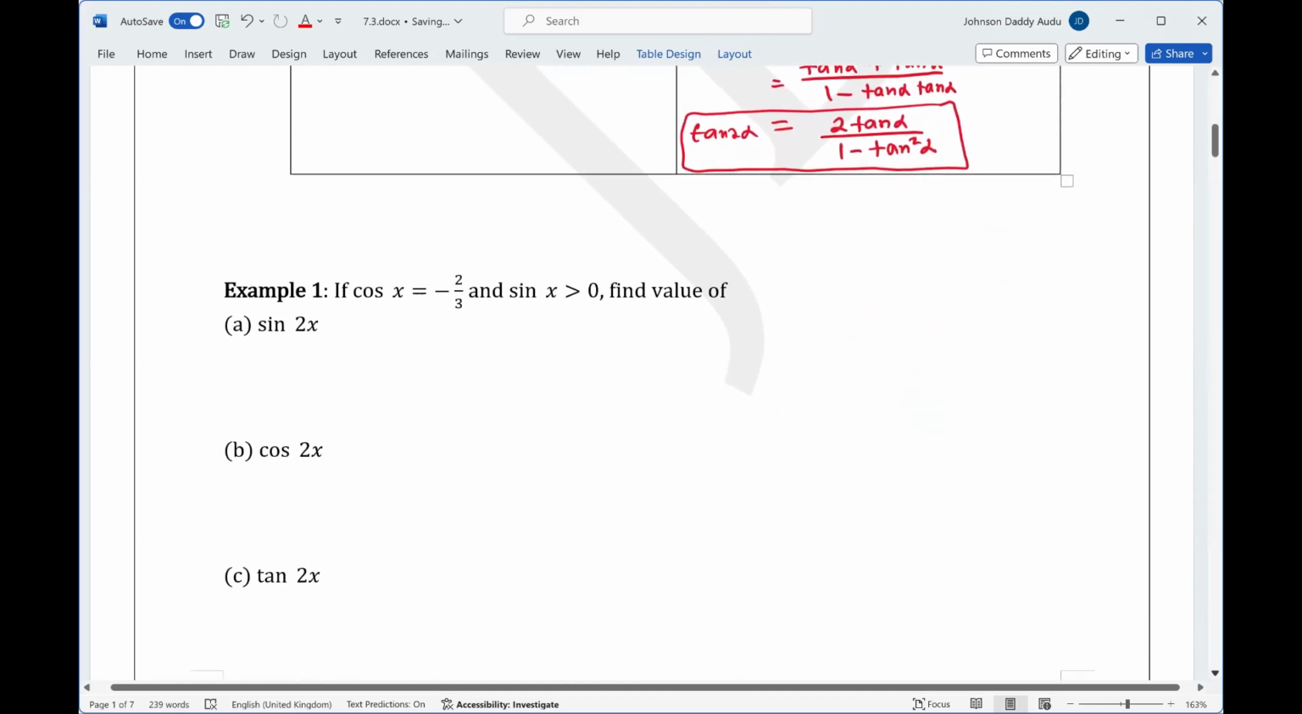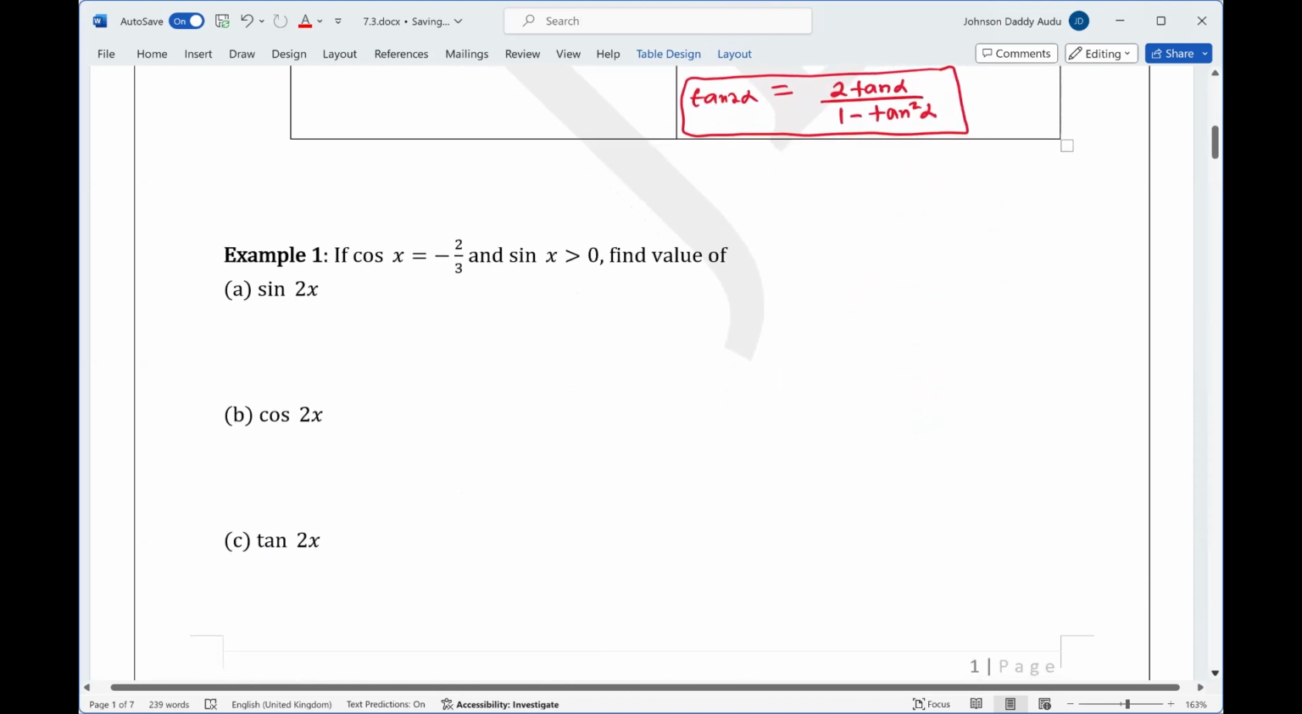To solve this problem, here we are told that cosine x is minus 2 over 3 and x is greater than 0. So here we know which quadrant we are talking about, yeah?